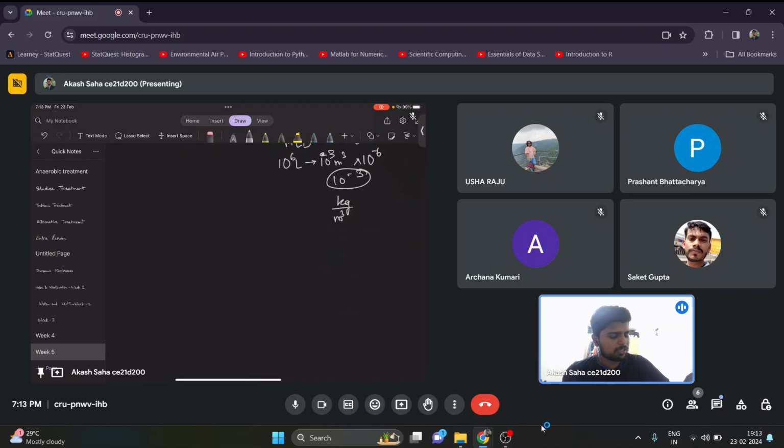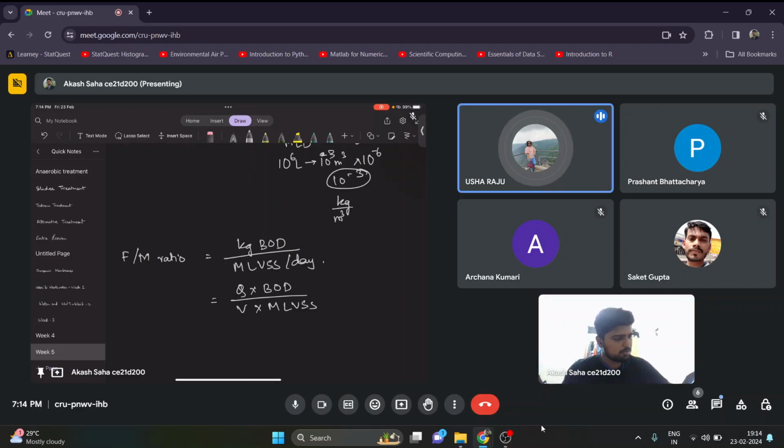So what I was talking about was the F by M ratio. It is the amount of food, that is kg BOD, divided by the kg MLVSS, per day. So it will be just Q into BOD divided by V into the MLVSS. So how much food you are giving per unit of microorganisms per day. Like that we can find out the F by M ratio.